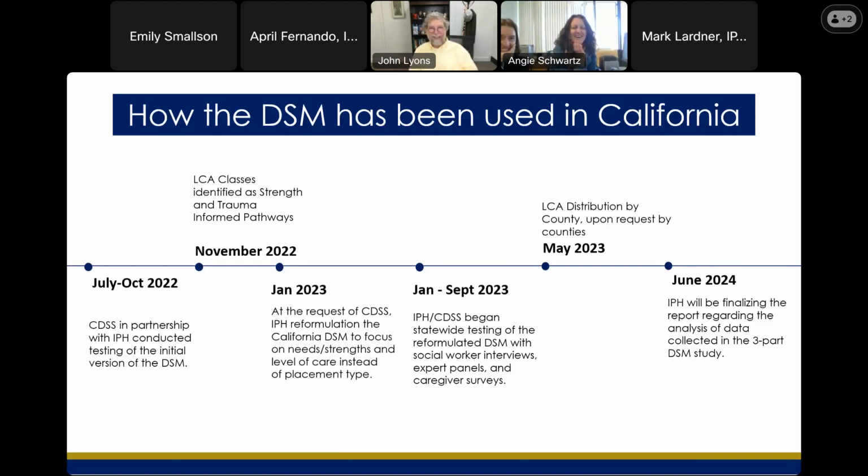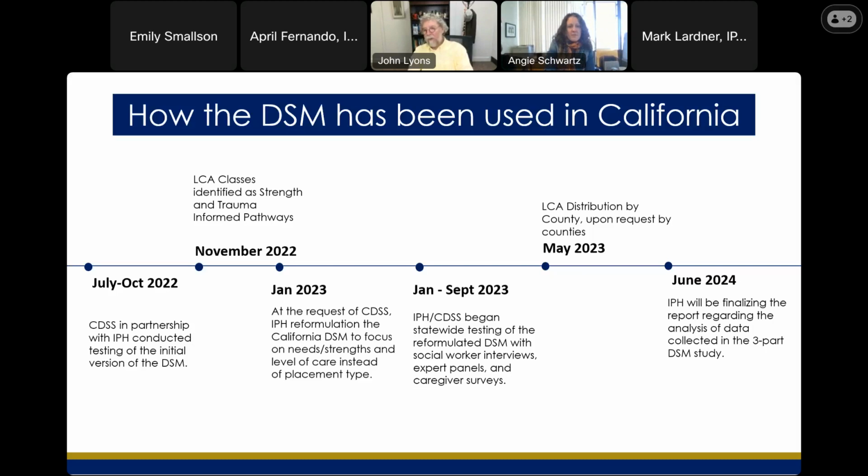Both of us. So here is the pathway and the timeline by which we have been working to establish the decision support model. You can see that in mid 2022, we began conducting the testing in partnership with IPH on the initial version, the latent class. And we had been working with IPH prior to that in the development of it. And so then we were testing it in July through October.